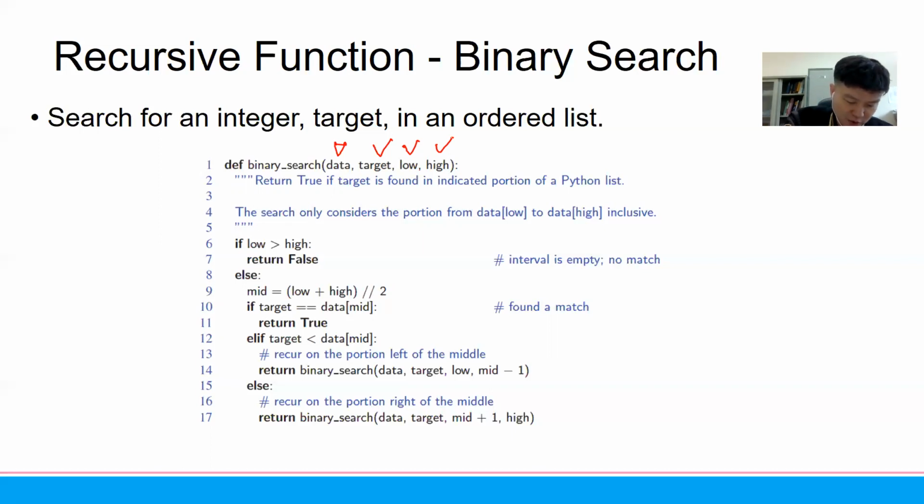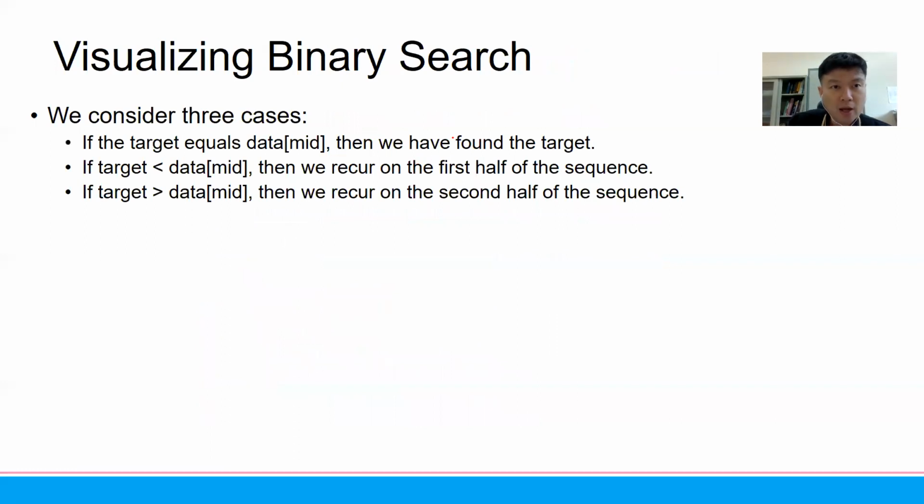Now I will have low greater than high. Maybe I will explain with the example first. Let's consider three cases. I want to separate the list into low, high, and mid. What does it mean? Low is the lowest one, high is the highest one, and mid is the middle.